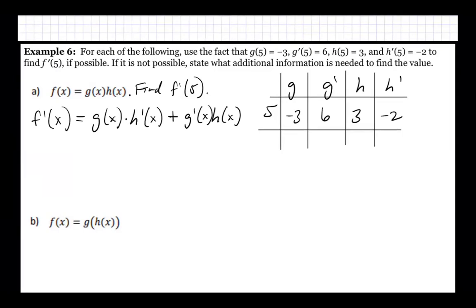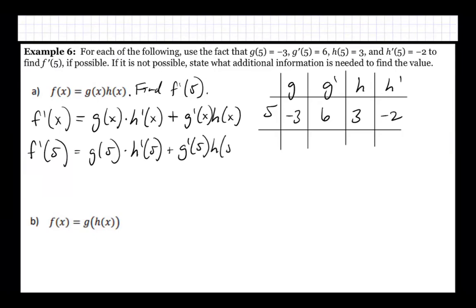Plug in 5 now. Go to my table. G of 5 is -3 times H prime of 5 is -2. G prime is 6 times 3. So it's 6 plus 18, which is 24.